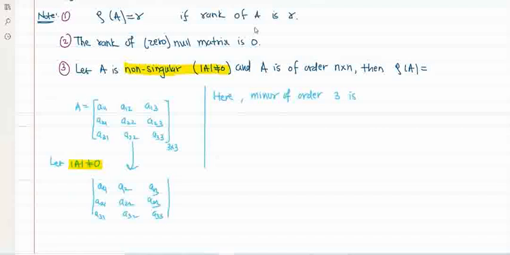What is this? This is nothing but the determinant of A, which is given to be not equal to 0. Is it clear? Yes, sir.